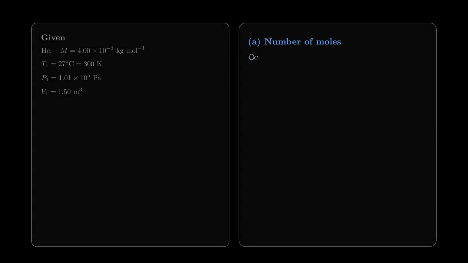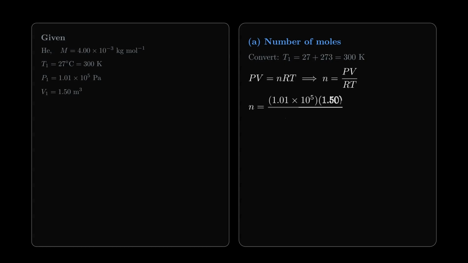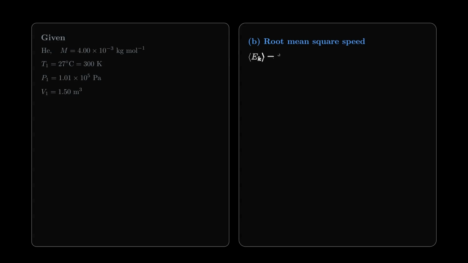For the first part, we must convert to SI units, so the temperature is converted to 300 Kelvin. Solving for n, we find n equals PV on RT, which evaluates to approximately 60.8 moles. For the second part, we know that the mean kinetic energy is 3/2 kBT, but it is also 1/2 m times the mean square speed. Rearranging and taking the square root of both sides, we see that the root mean square speed is the square root of 3 kBT over m.